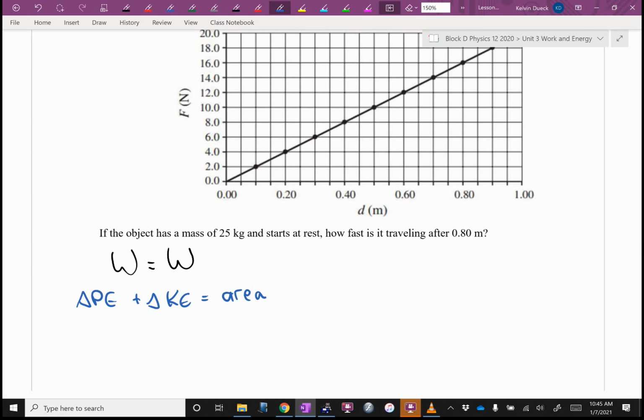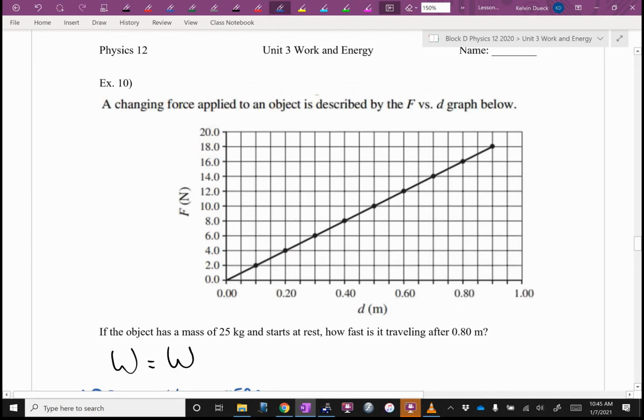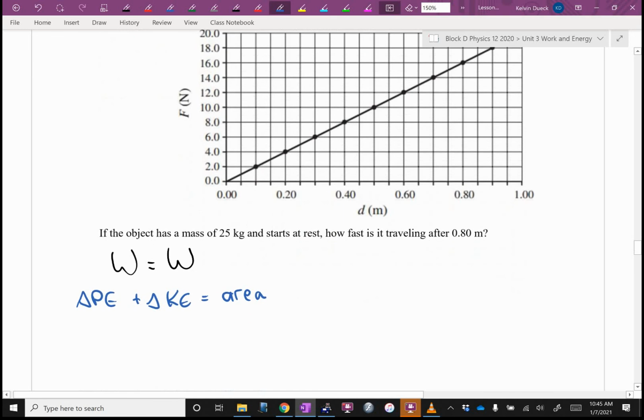Now, why did I do that? Allie, what were they asking me to find? How fast? Isn't there a V hidden in there somewhere? Yes, that's how I knew to do that. Is there a V hidden in force times distance? No. Change in potential energy would be if there was a change in height. This is a forward distance, not a height. So everybody cross that out.